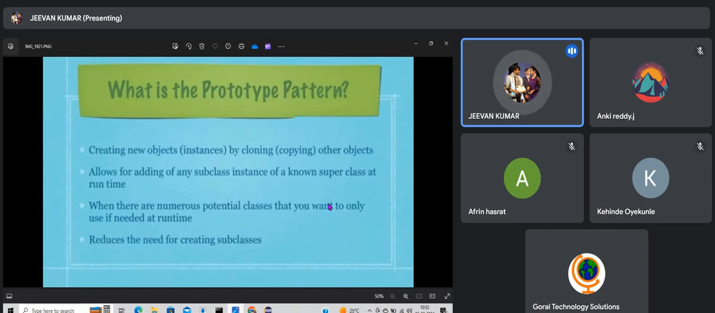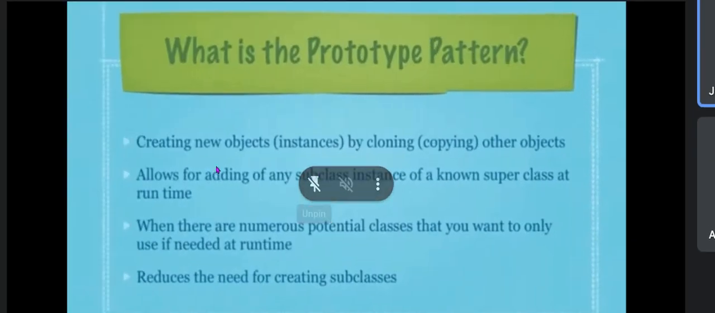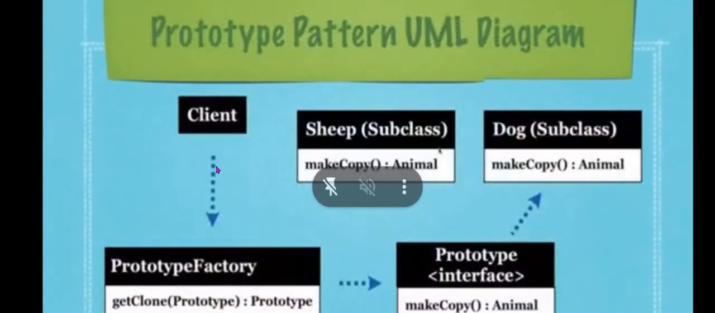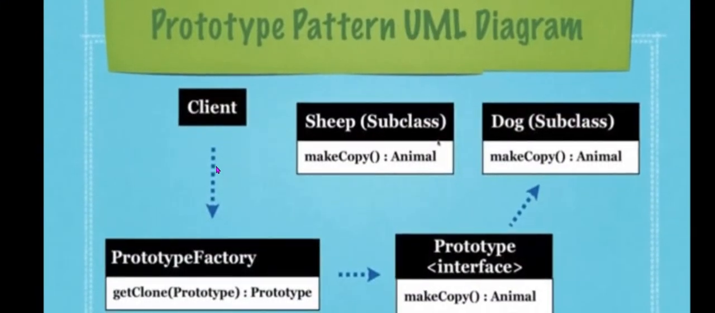As sir told you, I created the same example, but not for students, for animals. Here is the UML diagram. Suppose there is one animal interface class, that is the prototype class, and a prototype factory. There is a client, and sheep and dog as subclasses. Suppose the client wants to make a copy of a sheep. The client first needs to approach the factory. The factory will approach the prototype, then the prototype of the animal will approach the subclasses. After that, we can make a copy of it. Let me show the same thing in the example.